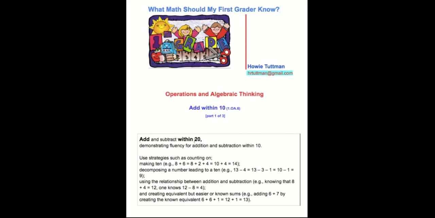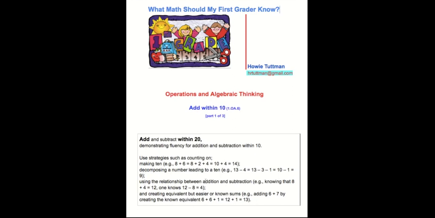Add and subtract within 20, demonstrating fluency for addition and subtraction within 10. Use strategies such as counting on, making 10, for example, 8 plus 6 is equal to 8 plus 2 plus 4, which is equal to 10 plus 4 is equal to 14. Decomposing a number leading to a 10, for example, 13 minus 4 is equal to 13 minus 3 minus 1 is equal to 10 minus 1 is equal to 9.